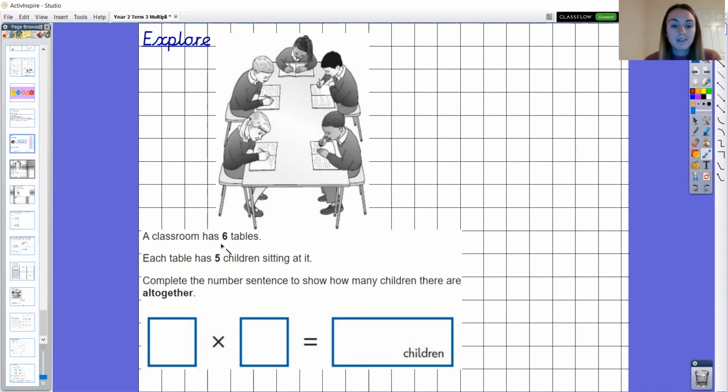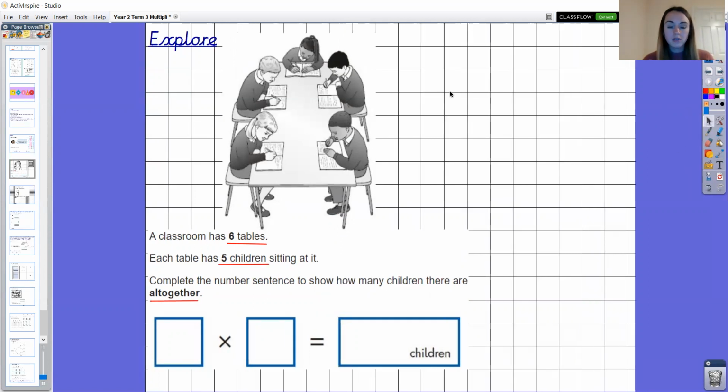A classroom has 6 tables. Each table has 5 children sitting at it. Complete the number sentence to show how many children there are altogether. Okay, so I understand this word problem as there being 6 tables of 5 children. So there's 6 lots of 5. So almost picturing there being 6 lots of this picture here.